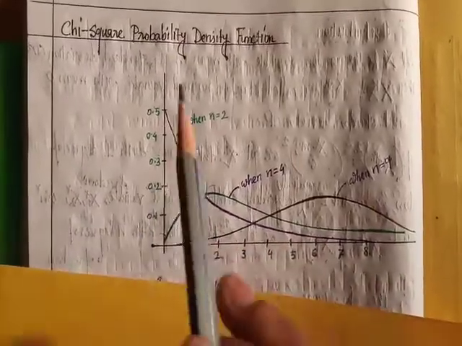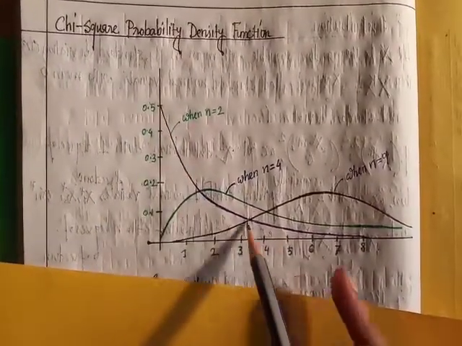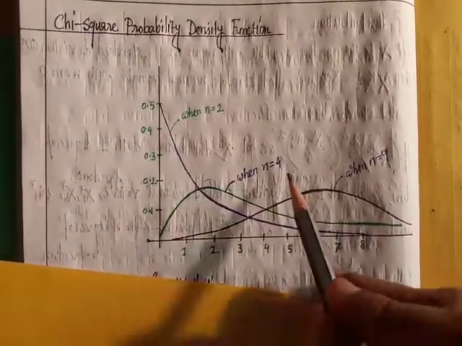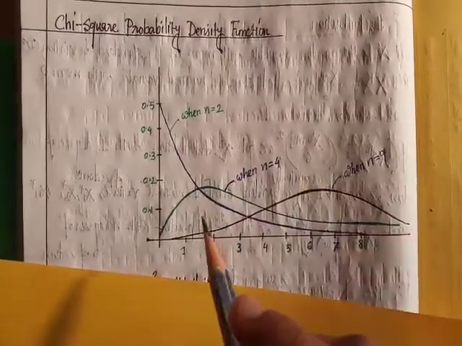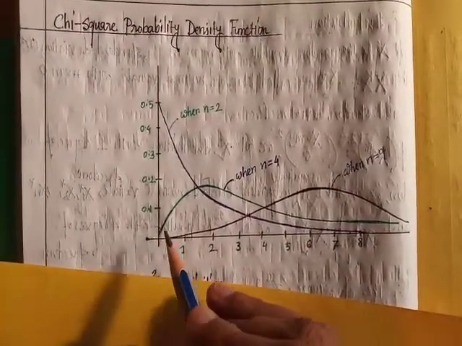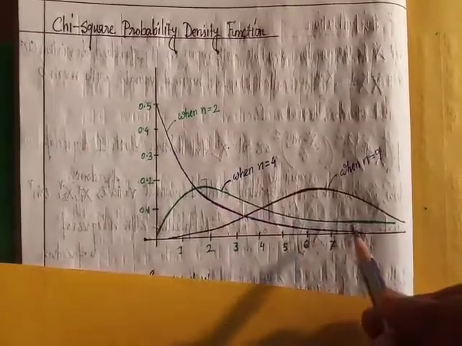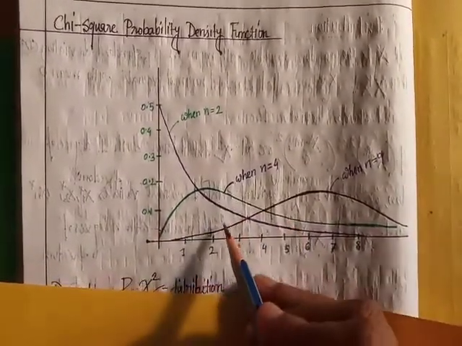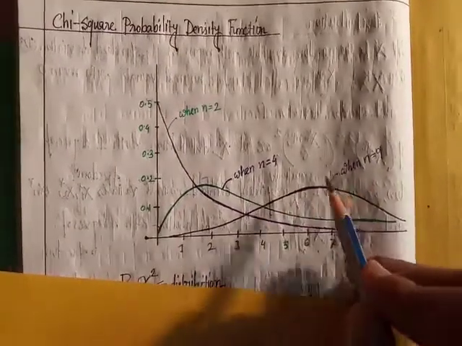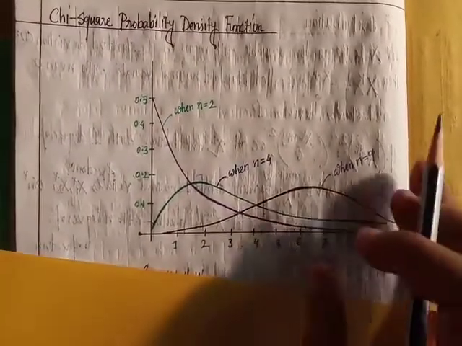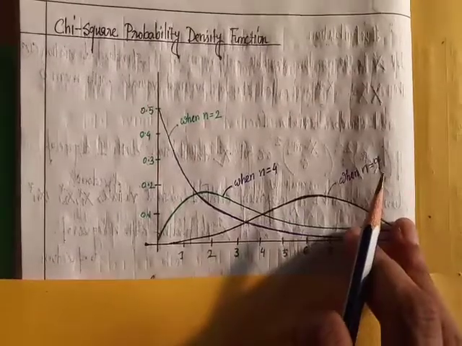For 2 degrees of freedom, we get this curve. For 4 degrees of freedom, this is the chi-square probability density curve. And this is the chi-square PDF for 9 degrees of freedom.